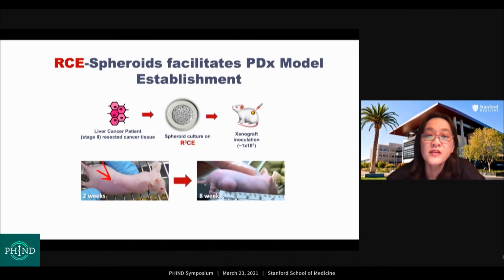And obviously, one person will ask, okay, if you have these 3D spheroids, are they actually tumor cells, or did you just grow some fibroblasts, for example? So this is an animal study, a xenograft, to show you that this is a stage 2 liver cancer patient, resected cancer tissue expanded after RCE. Then we do the inoculation, and after 8 weeks we get quite large tumors here. So this is one proof.